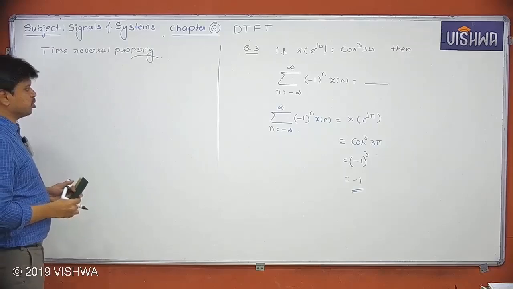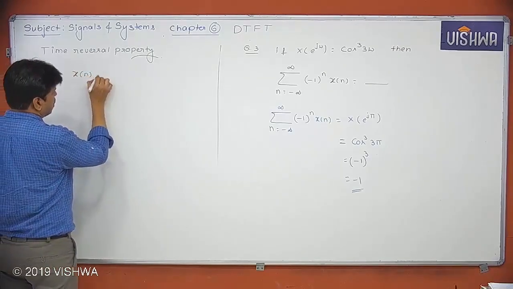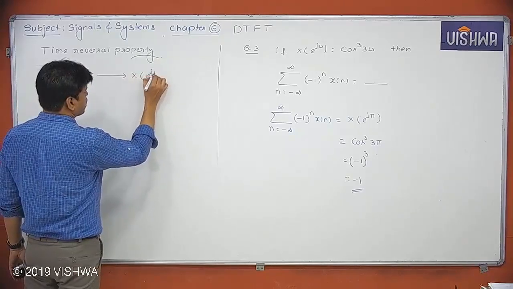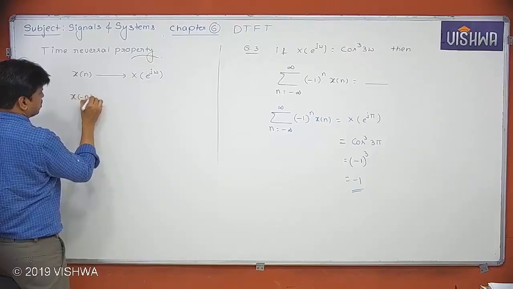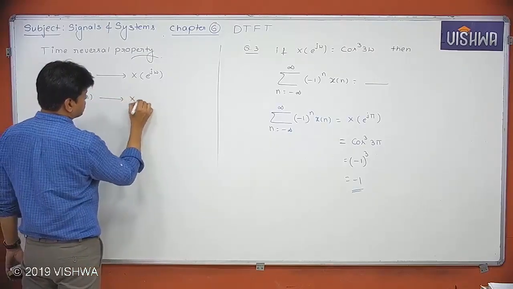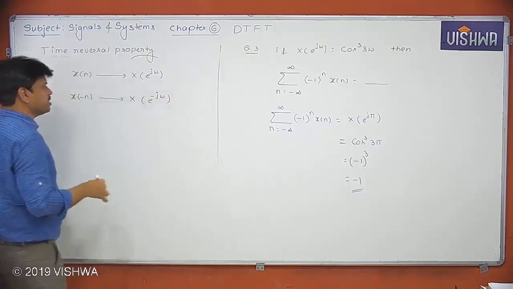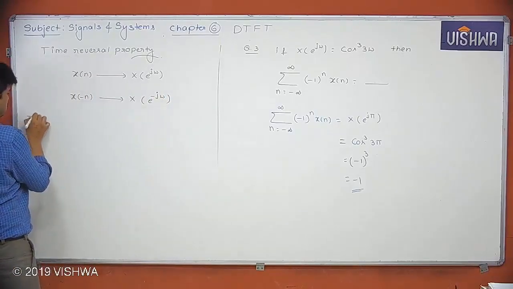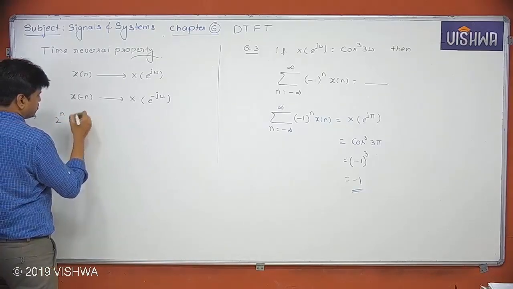Time reversal. What is that? If x of n has DTFT X of e power j omega, then x of minus n has DTFT X of e power minus j omega. That means omega is replaced with minus omega. So let's say we have 2 power n u of minus n.